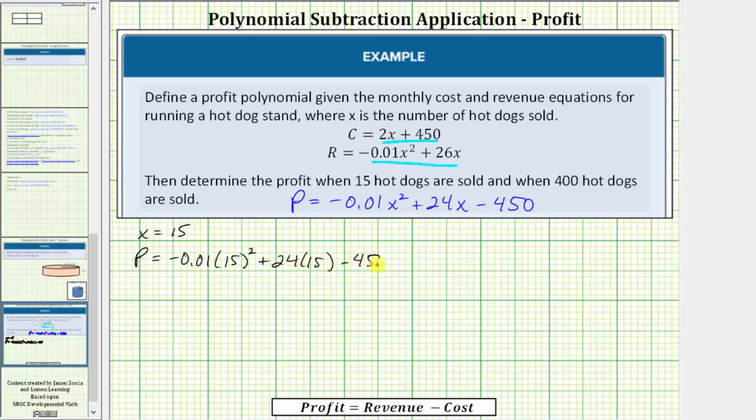minus 450. Simplifying, we'd have p equals 15 squared times negative 0.01 is equal to negative 2.25. And then we'd have plus 24 times 15 is equal to 360. And we have minus 450. So we have p equals, this simplifies to negative 92.25. Having a negative profit indicates a loss. So this tells us if 15 hot dogs are sold, there will be a loss of $92.25.